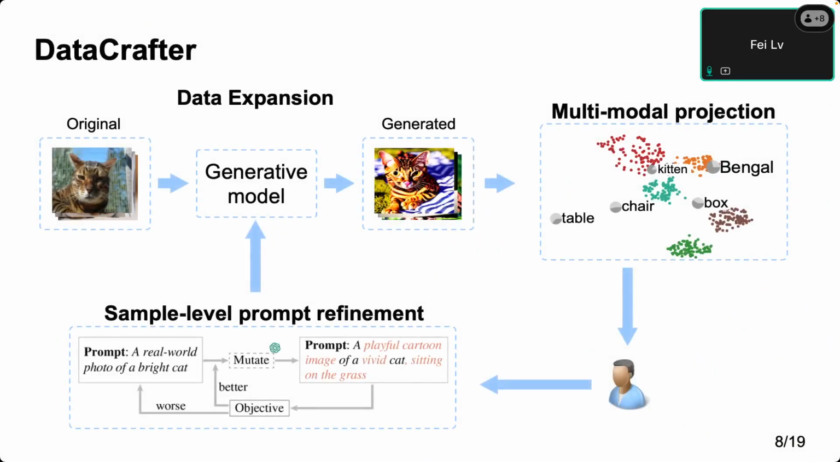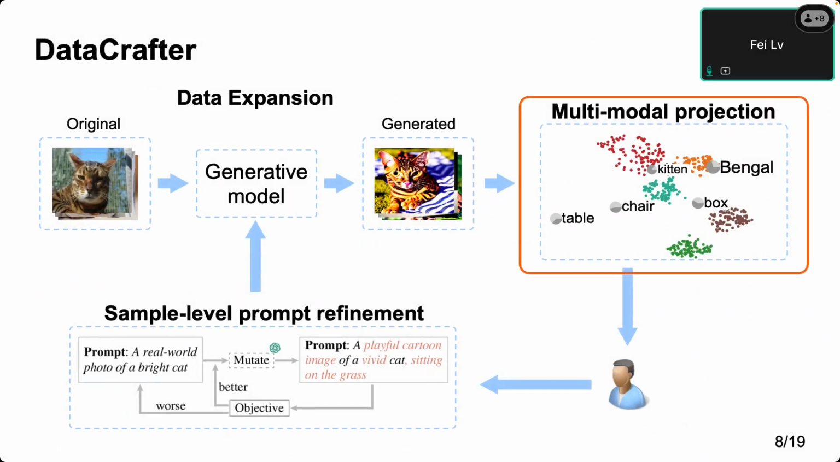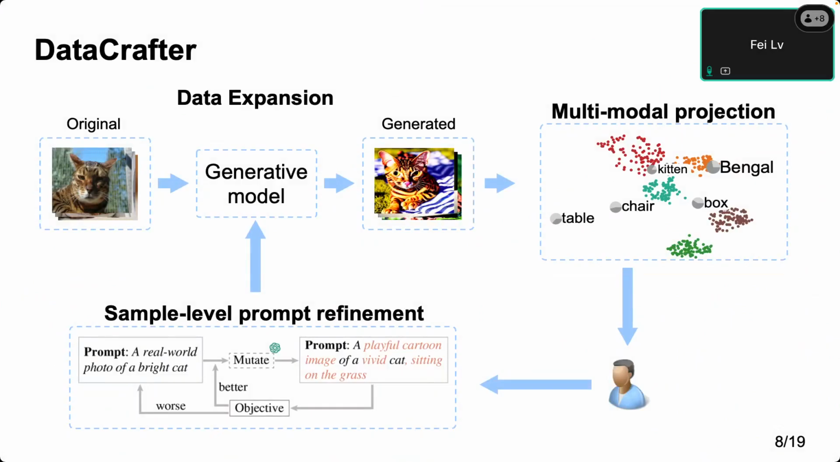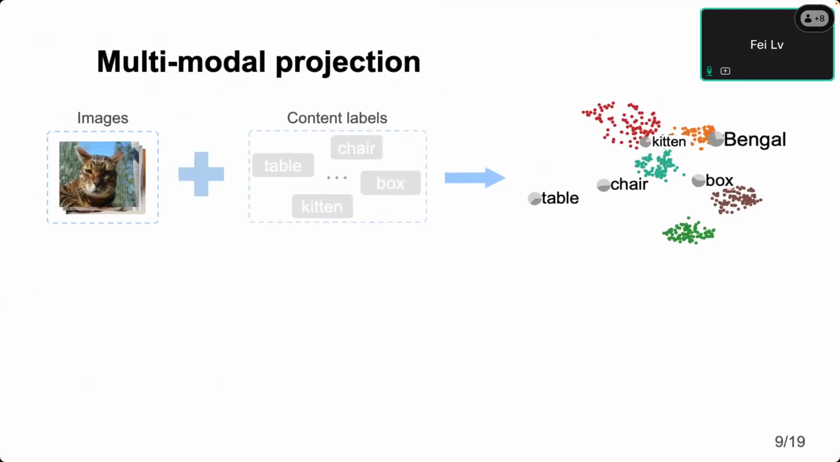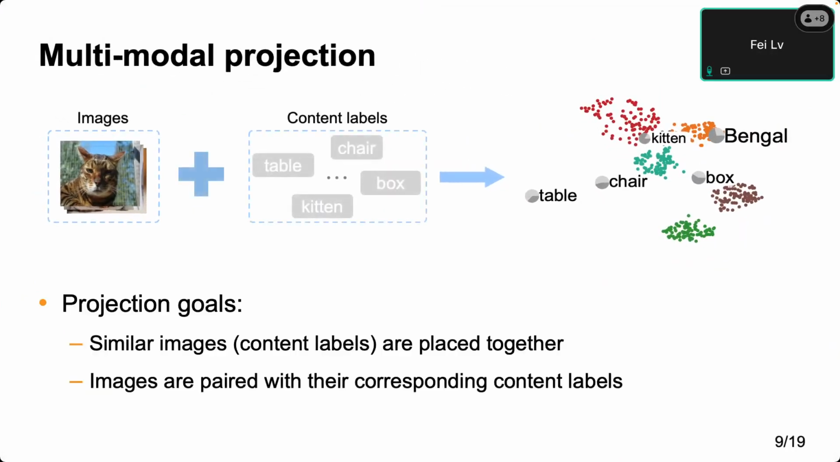After demonstrating the case study, I want to explain the technical details. First, I will introduce the multimodal projection. The multimodal projection places the images and their content labels on a 2D plane. There are two projection goals. First, similar images and content labels should be placed together. Second, images should be paired with their corresponding content labels.